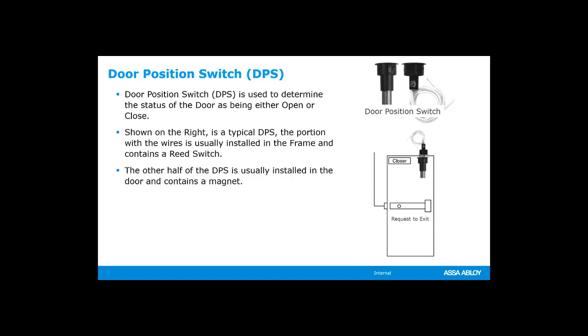Shown to the right is a typical door position switch. The portion with the wires is usually installed in the frame, and the other portion contains the reed switch, and that's installed in the door.